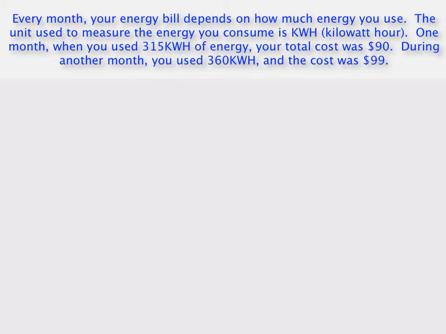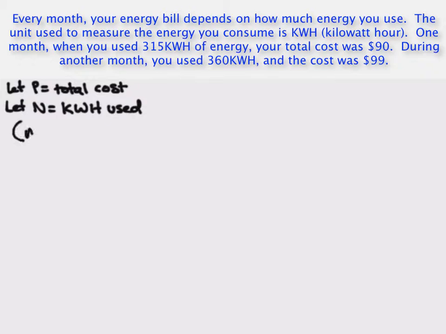Okay, first things first, we got to define some variables. Let's let our dependent variable be the total cost in US dollars, and let's give that the variable name P. Let's let the independent variable be the number of kilowatt hours you used, and let's use N for that. So note, in this case, all of our ordered pairs are going to be in the form N, P, or kilowatt hours, cost.